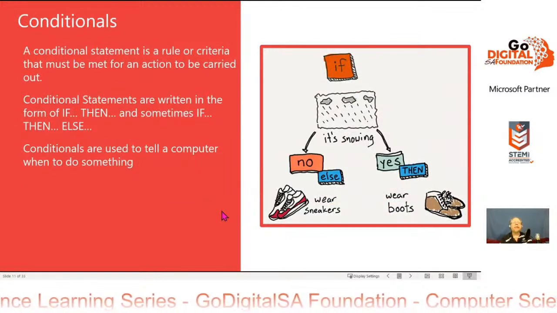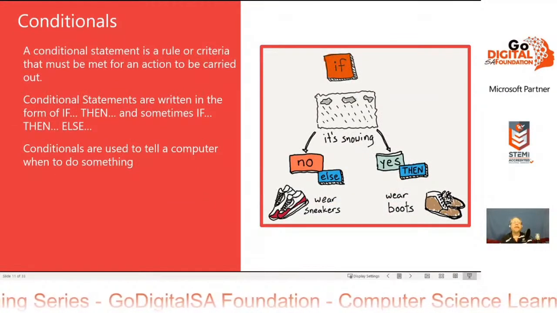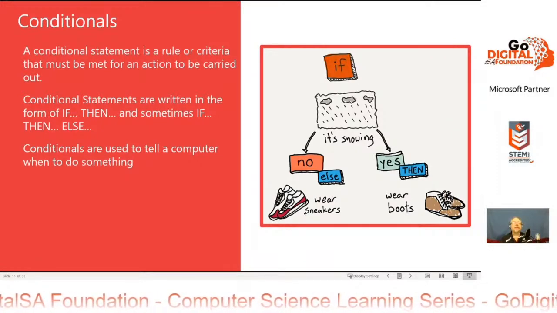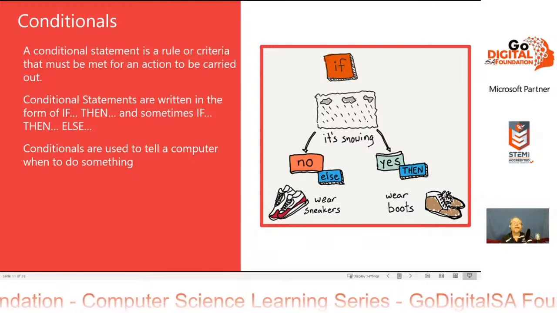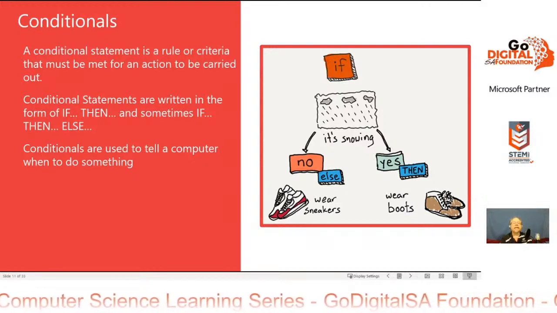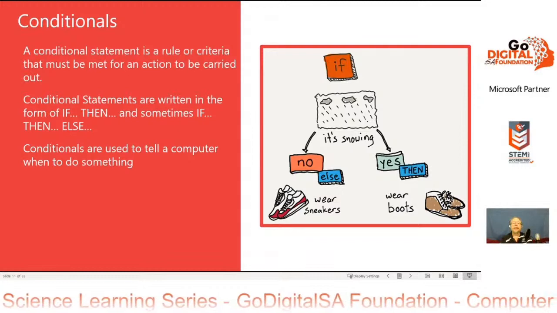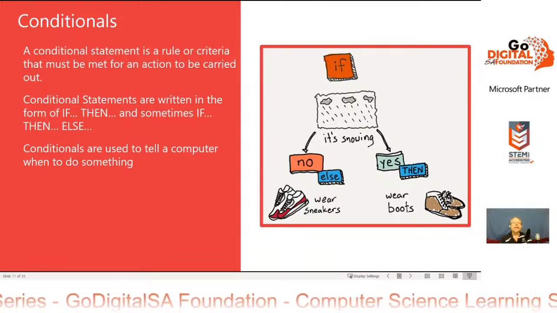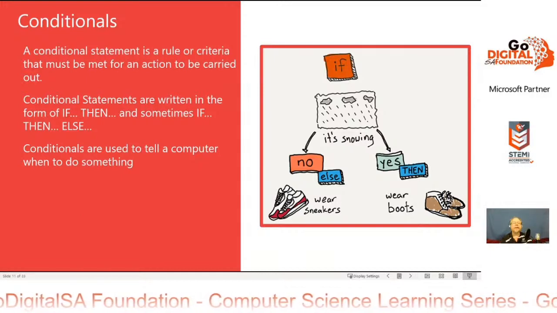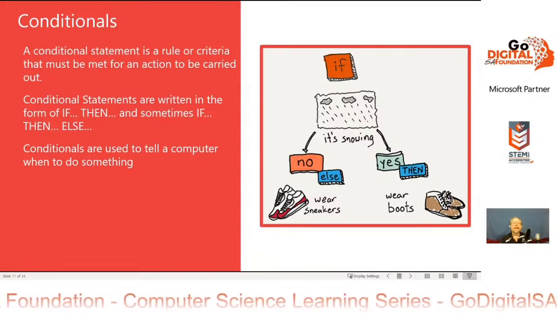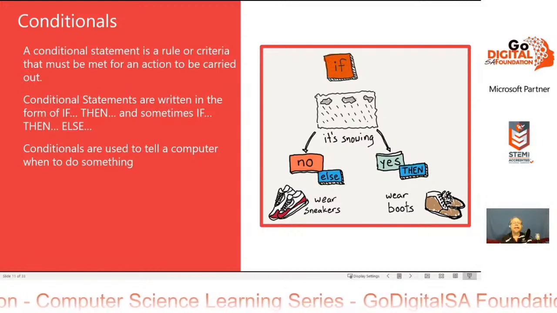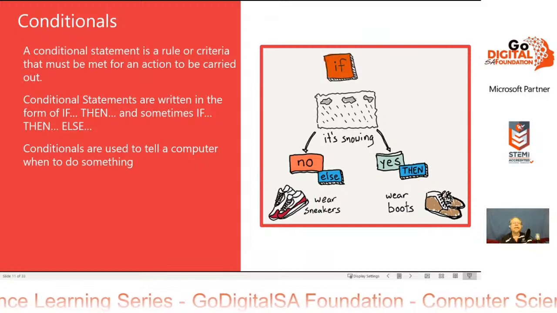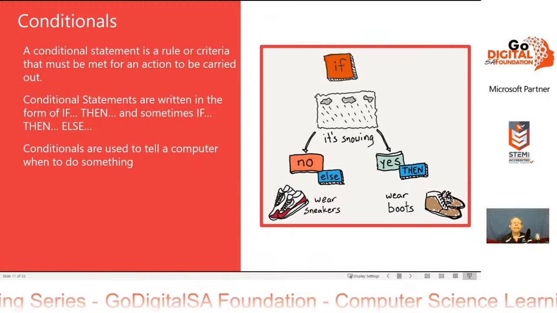Okay, a conditional statement is a rule or criteria that must be met for an action to be carried out. Conditional statements are written in the form of if, then, and sometimes if, then, else. Conditionals are used to tell a computer when to do something. Okay, and remember that you can have nested conditionals. You can say if this, then that, else if something else, then this, else if something else, then this, else.